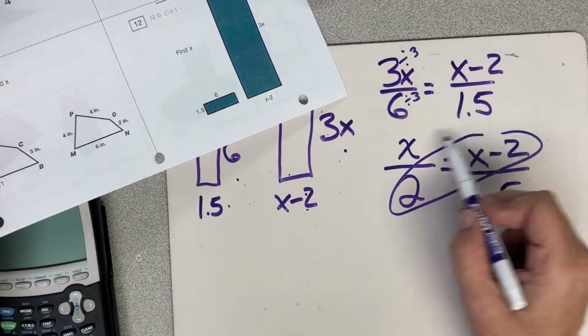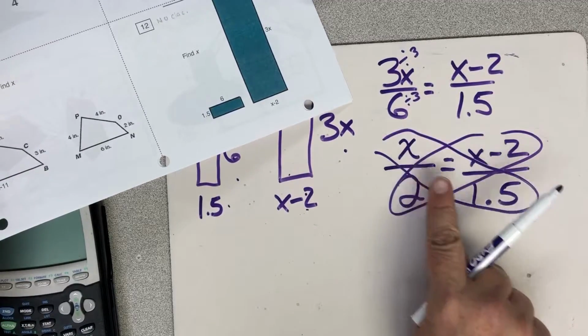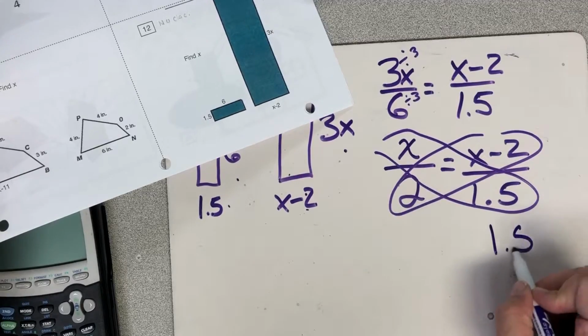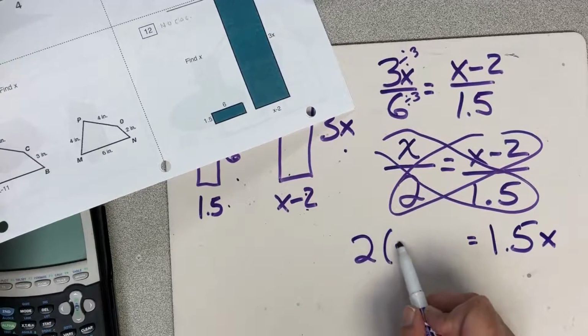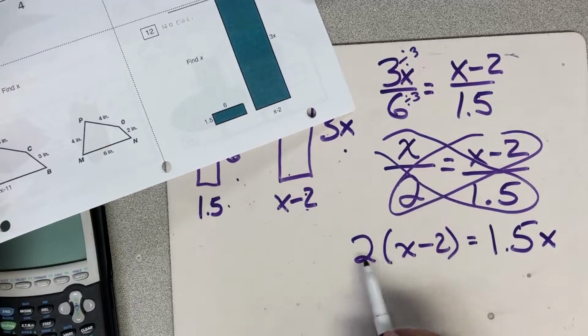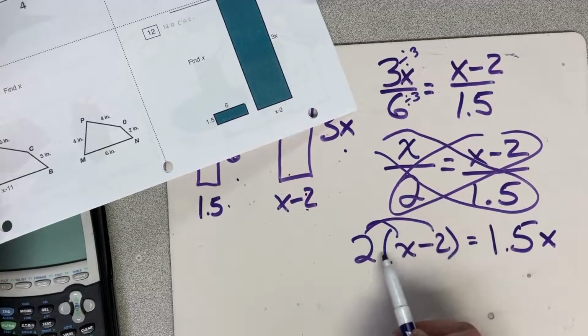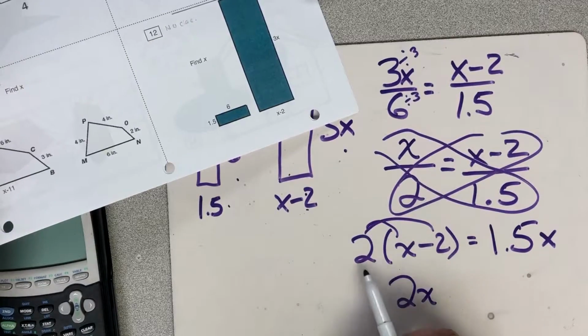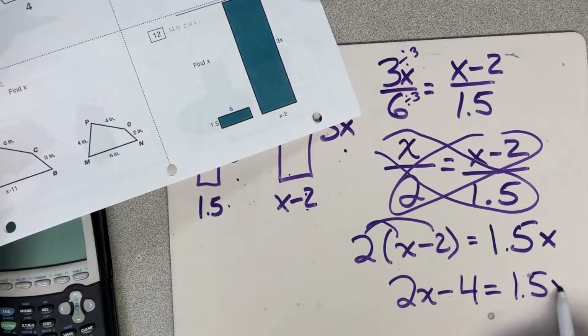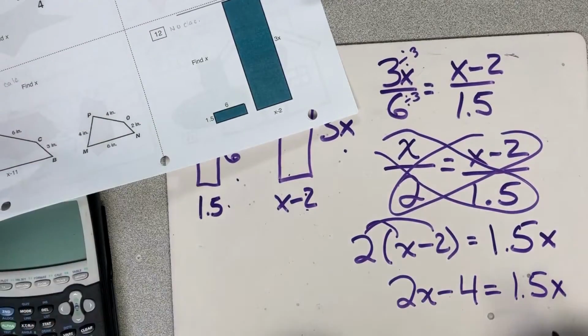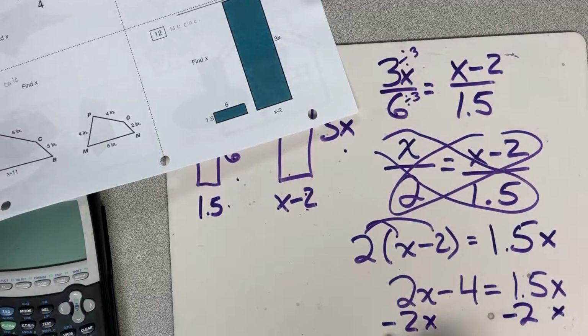Cross multiply. X times 1.5 is simply 1.5x. Don't let the decimal scare you. And then I have 2 parentheses x minus 2. I need to distribute this. So that's 2 times x is 2x. 2 times negative 2 is negative 4. Equals 1.5x. Let's get all the x's on one side. That means I'm going to need to subtract 2x. Right, because I just want numbers over here and x's over here.